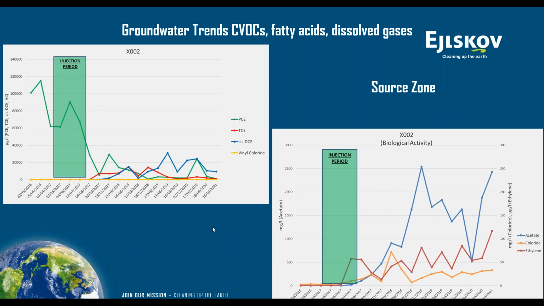X002 is a well that is extremely close to MW27. And as we can see as well from the data taken from the consultant in terms of groundwater, we can see the sharp reduction of PCE in groundwater, followed by a temporary increase of TCE, followed by some ups and downs again in DCE, and very little presence of vinyl chloride. But again, when we look at the biological activity data, we can see the increase in ethylene and chloride concentration, which is a clear indication of full conversion being achieved.